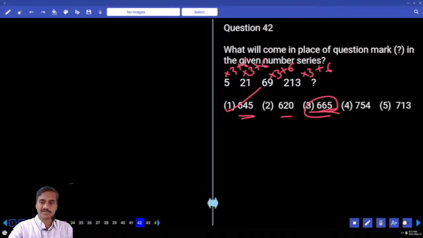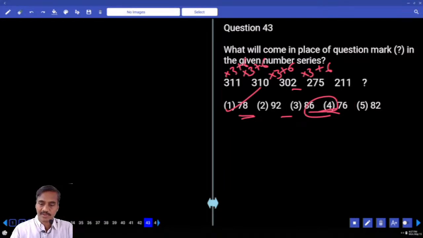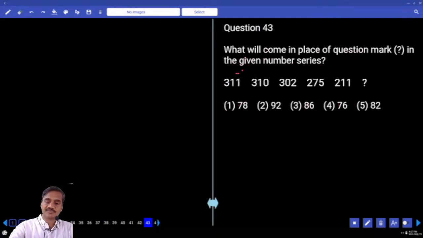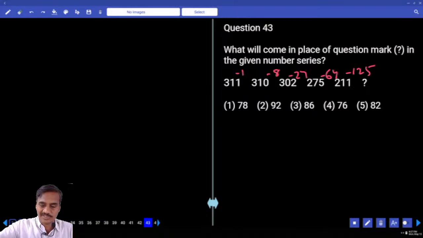Here 213 into 3 is 639, plus 6 is 645. And 43: here the differences are minus 1, then 10 and 2, minus 8, then 2 and 75, minus 27. What are these numbers? 1, 8, 27. 1 cube, 2 cube, 3 cube, 4 cube, and this is 5 cube. Now 5 cube means, tell me what is the answer we have? 86, choice 3.